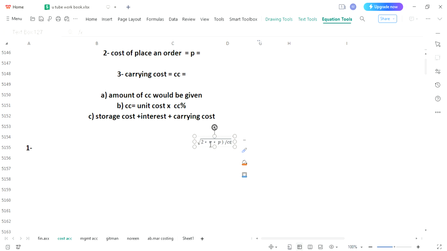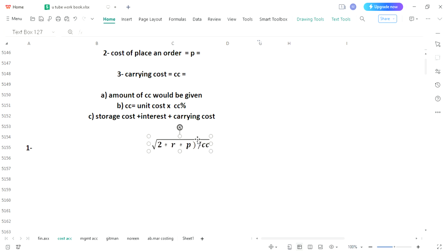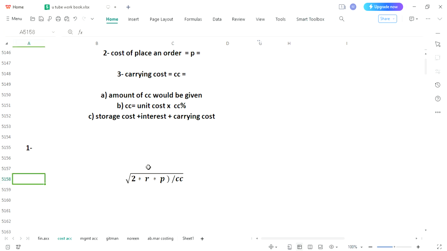So in this way your formula would be completed. Now I'm changing the size, and you will be able to see it clearly. So here we have the formula for economic order quantity. Can you see that you need to multiply it with what we are calculating, economic order quantity. It takes a little time because in Excel mathematical expressions take a little time to write.